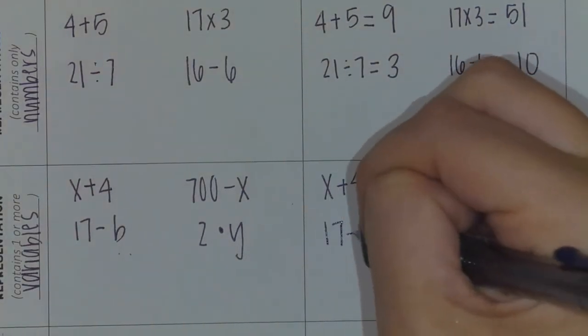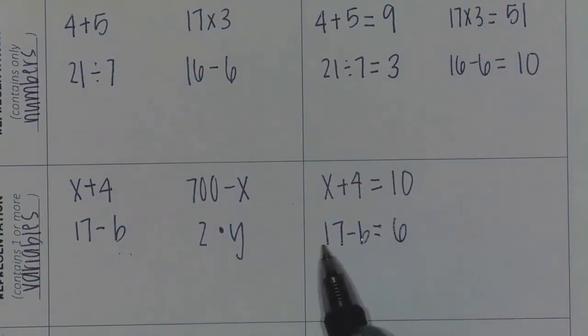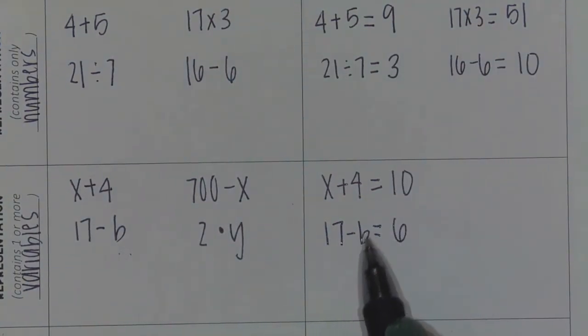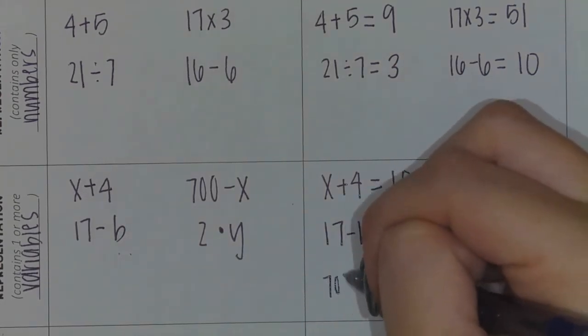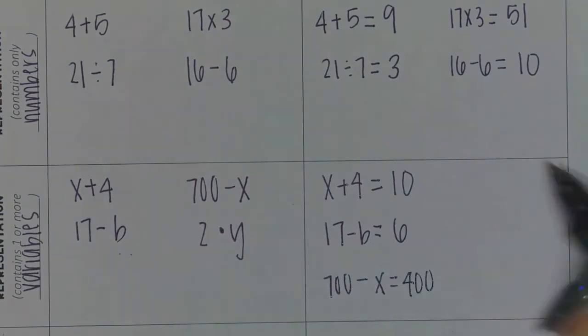I could say that 17 minus b gives me 6. So again, I'm looking for, if I take 17 and I subtract this unknown amount, b, what would give me 6? So b represents 11. I could say that 700 minus x gives me 400. So again, I'm looking for this unknown number that when I take 700 and subtract it from it would give me 400. Well, x would represent 300 in this situation.